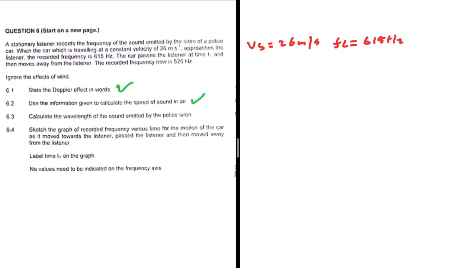This is when the car is moving towards the listener. The car passes the listener at time t equals 1, and then moves away from the listener. The recorded frequency is now 526 hertz. So this is towards, 615. And when it is moving away, we have Fs, not Fs, but FL, which is 526 hertz.